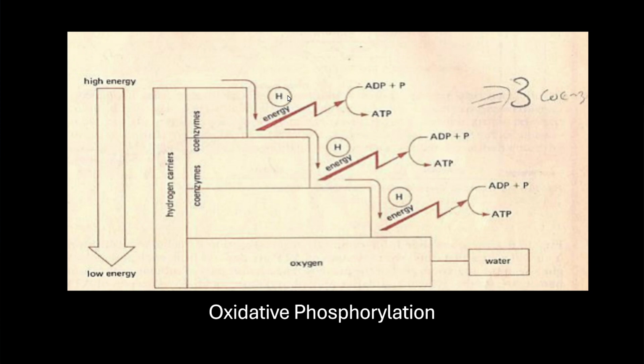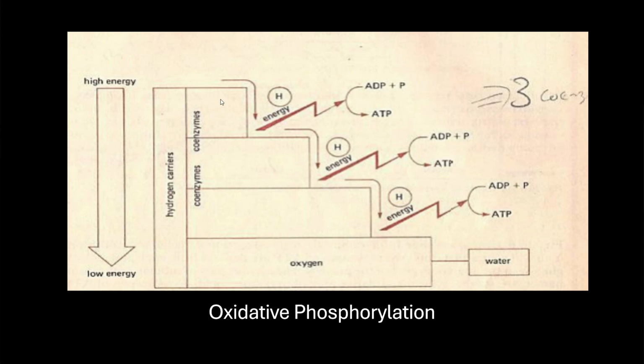And when it was released, it goes to another hydrogen acceptor carrier, and it is again released. When it's released, energy is also released. That energy is again used to create more ATP. It goes to another hydrogen acceptor. Once again, when it's released from that hydrogen acceptor, energy is released to create even more ATP.